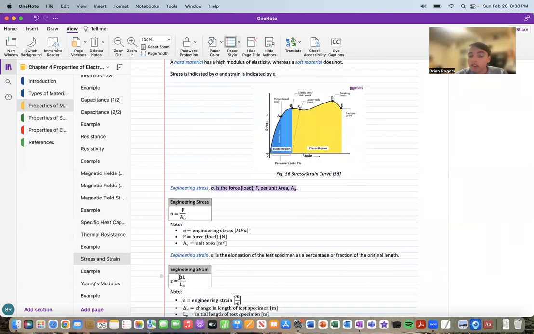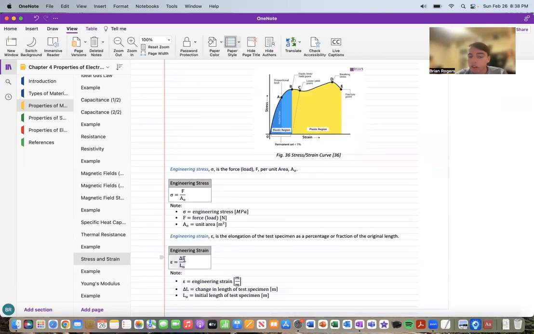And so this is how much the length of the specimen changes over the initial length. If we're changing the length compared to what it originally was, that's what strain refers to: you're straining it, you're pulling it. Stress is like putting more force per area on it. So stress refers to more force you're putting on it, where strain refers to you pulling it out more.